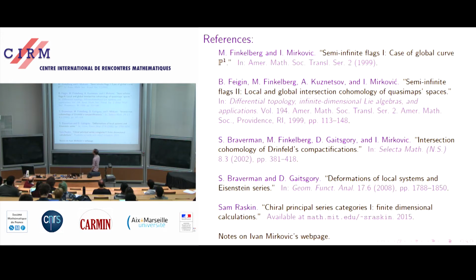OK, so there are many references. So there's the original paper by Finkelberg and Mirkovich. There's a follow-up paper that added Kuznetsov and Fagan. And then there's a paper by Braverman, Finkelberg, Gaitsgory, and Mirkovich that pushed those ideas further. There's a Braverman-Gaitsgory paper, which is relevant to what I'm going to be talking about today. So I just want to flag it, because I'm going to appeal to results from it. There's the paper I'm talking about right now, which is available on my webpage. And finally, Ivan has some nice notes on his webpage that give an introduction to Zastava spaces, and that are meant for a beginner to learn some of these things.